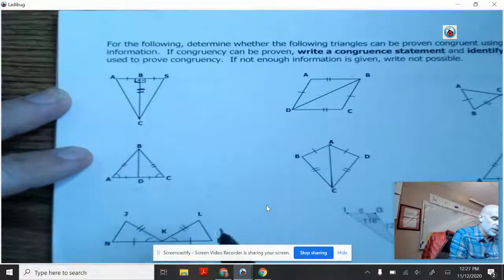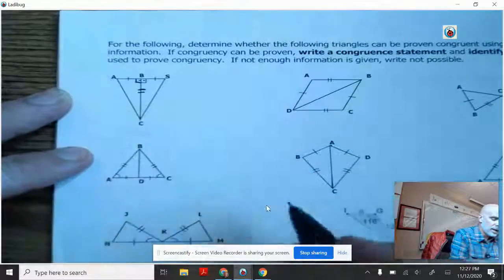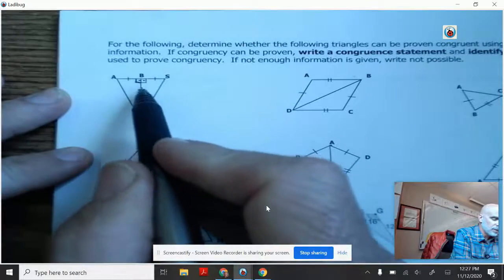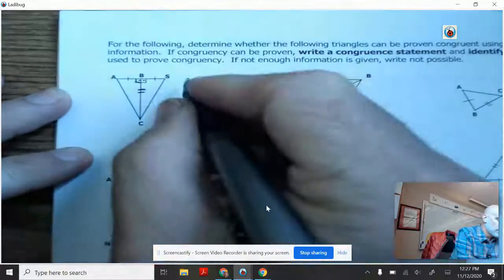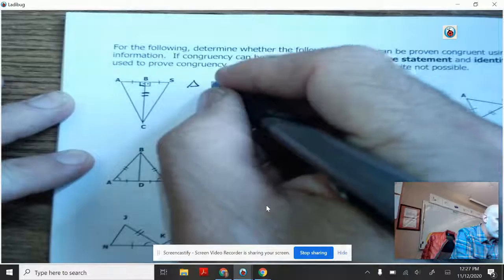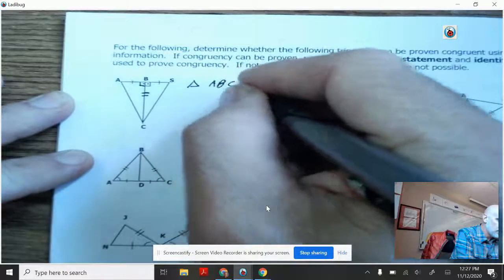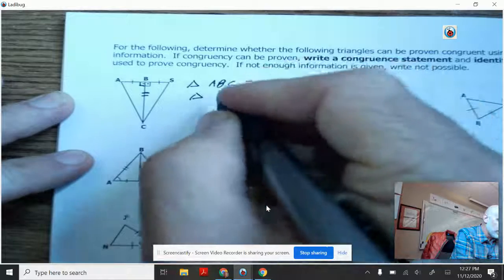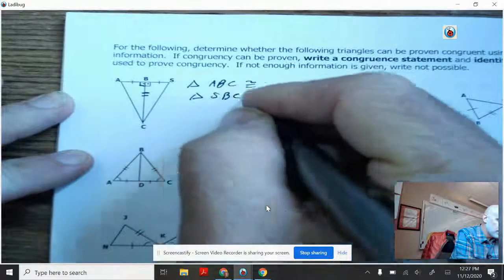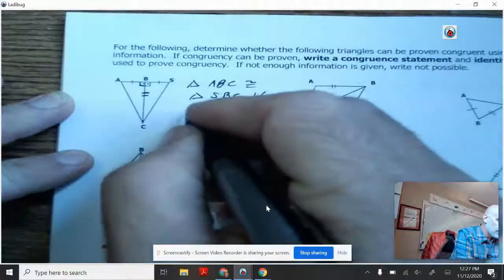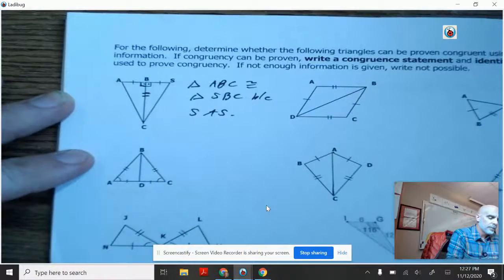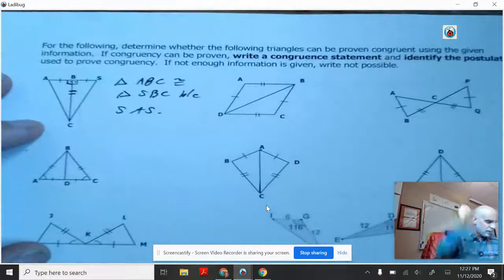So this one, I would say that this looks like side-angle-side to me. I have side-angle-side in this triangle, and I have side-angle-side in that triangle. So you're going to write a statement like triangle ABC is congruent to triangle SBC because of side-angle-side congruence. All right? It's really that easy.